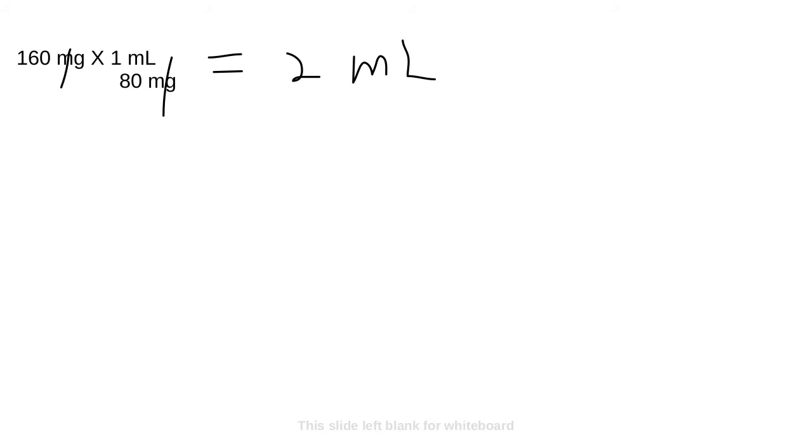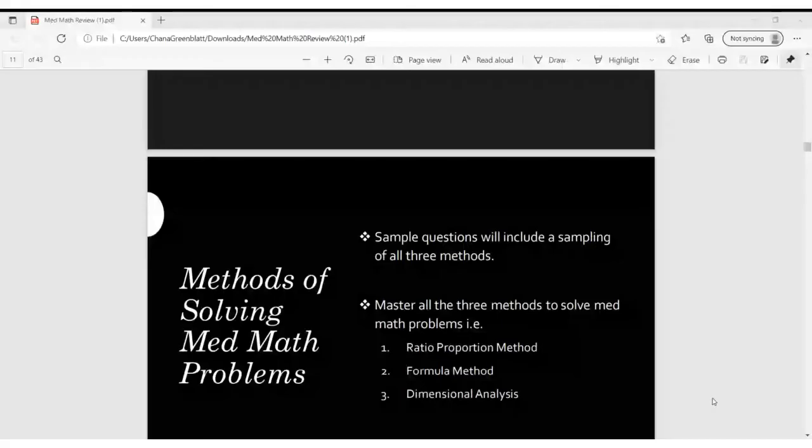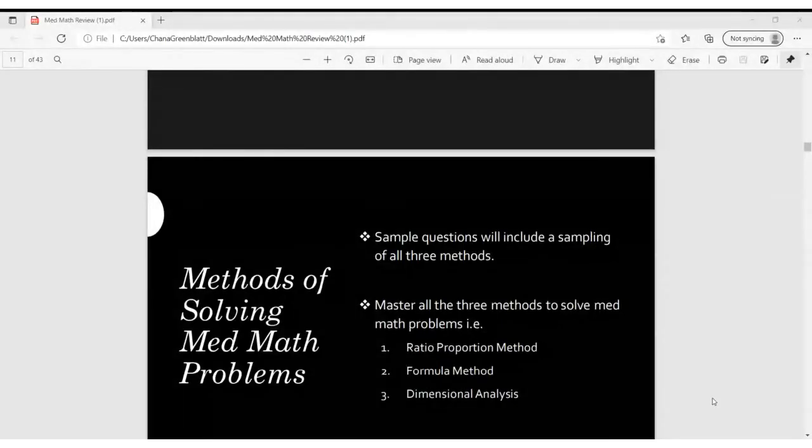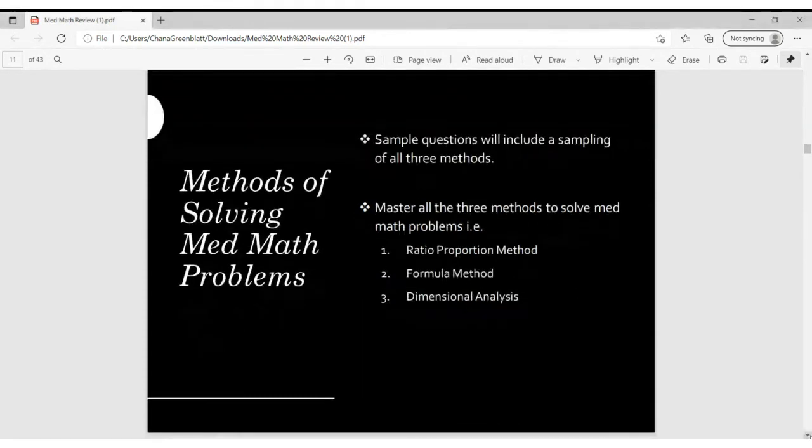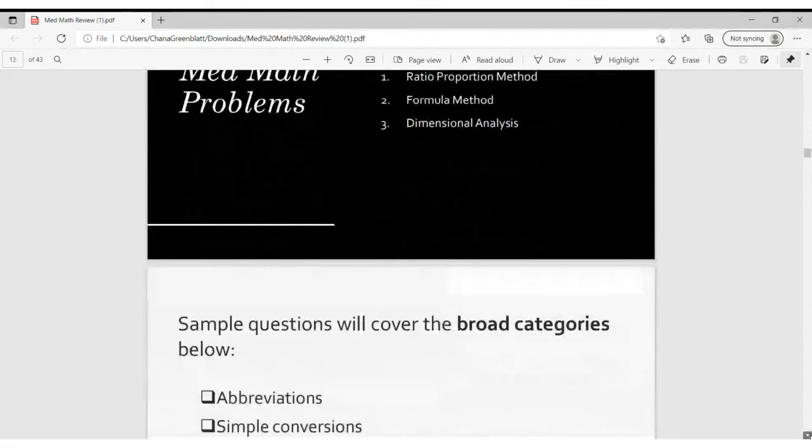Okay, so you'll see here on the PowerPoint presentation that there are 3 methods that you can use to solve math problems. My brain works on dimensional analysis. If you're finding that the other ways work for you, feel free to keep on practicing that way. But for the purposes of tonight's presentation, we'll be focusing on dimensional analysis.